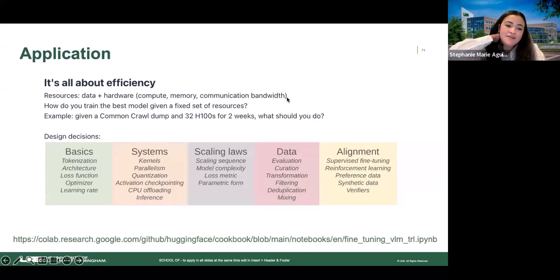But as you know, this is based on efficiency. In order to do a lot of these things, you have to consider those basics that we saw in terms of tokenization, the architecture, maybe the loss function, like you said, Manny, the optimizer, the learning rate. And even further, you have to really think about the kernels, how well you're parallelizing your models, quantization, activation checkpointing, inference. All these things are important because in the end, those are just going to make your task-based models much more efficient.